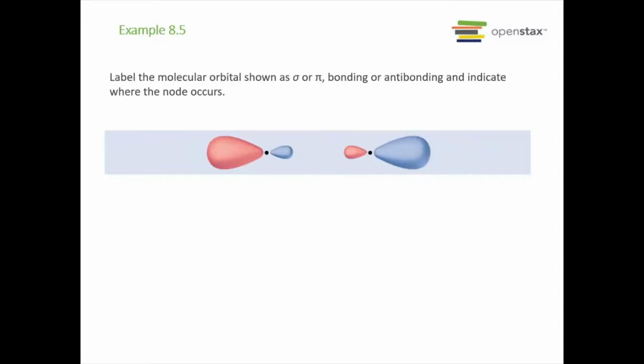Here's another example. We want to figure out if this is sigma or pi, bonding or anti-bonding, and tell where the node occurs. So when we look at this, we see it looks like it's side by side. Okay, so side by side means it's sigma. But they are out of phase, blue and red, so that means it has to be a sigma star. And because of that, we're going to have a node right down the center. So this is an anti-bonding molecular orbital.